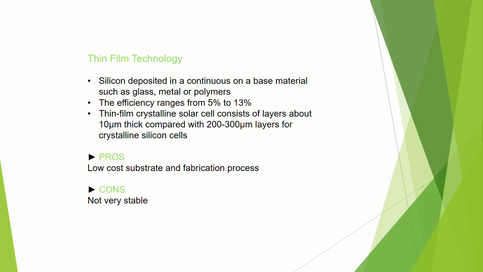Let us discuss the thin film technology first. Thin film technology: silicon deposited in a continuous layer on a base material such as glass, metal or polymers. The efficiency ranges from 5% to 13%. A thin film crystalline solar cell consists of layers about 10 micrometers thick compared to 200 to 300 micrometer layers for crystalline silicon cells.